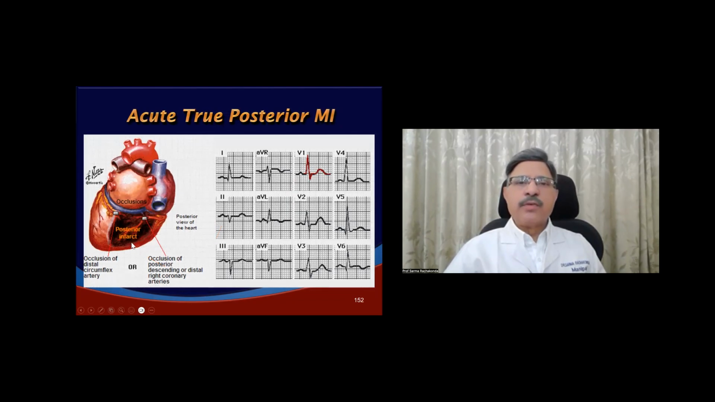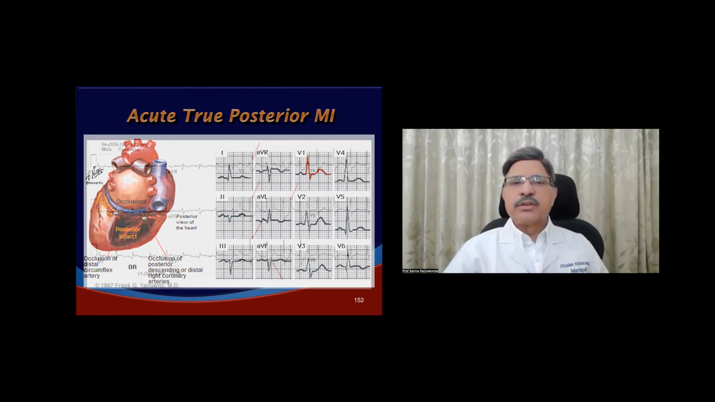Now, posterior infarct, a true posterior infarct. That means RCA territory is affected. V1 is the lead which will show mirror changes. This tall R wave is the Q wave. This ST depression is the ST elevation. This T is the inverted T actually. These are the mirror changes that are there.